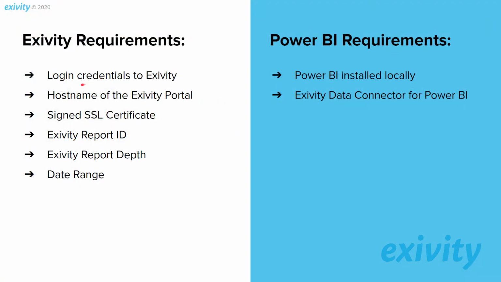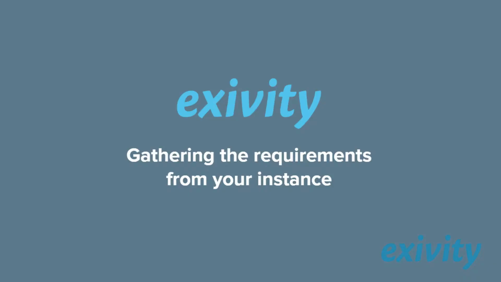We need a host name with a signed SSL certificate, that's very important, and an Exivity report ID for which we want to report, and then also the depth that goes with that report as well as the date range we're interested in. Then on the Power BI side, we need a locally installed Power BI Desktop and the Exivity Data Connector that we can use.